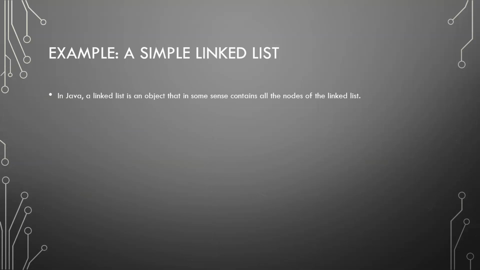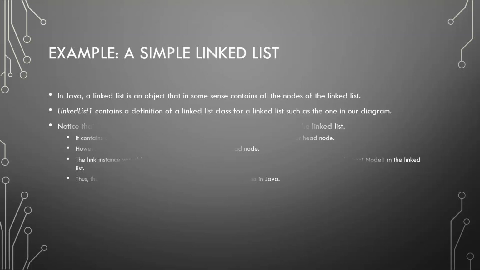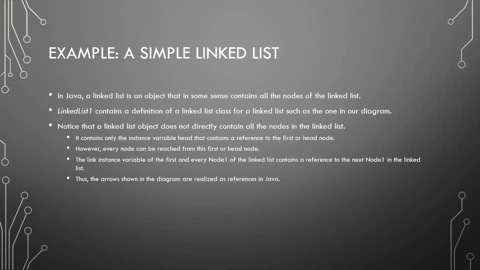Now, in Java, a linked list is simply an object that, in some sense, contains all the nodes of the linked list. Linked list 1, which is our first simple linked list, contains a definition of a linked list class for a linked list such as the one in our diagram. You'll notice also that a linked list object does not directly contain all the nodes in a linked list. It contains only the instance variable head that contains a reference to the first or head node. However, every node can be reached from this first or head node.